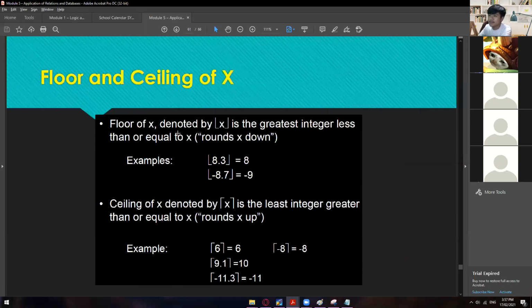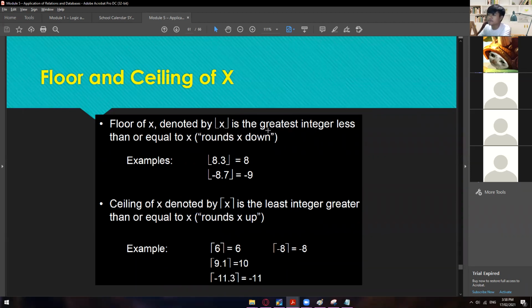So the next one here is floor and ceiling. To make it short, when we say floor, you will round down a certain number. Of course, it could be a whole number or a decimal number. And when we say ceiling, this is what we used to do: we round up a certain number. So it could be a whole number or a whole number with a decimal.